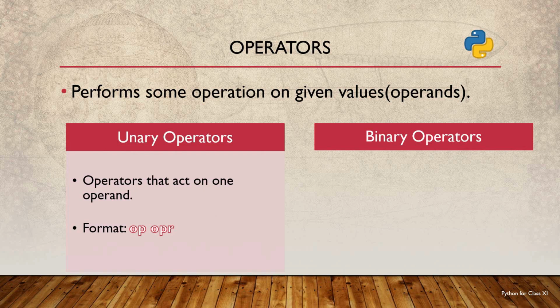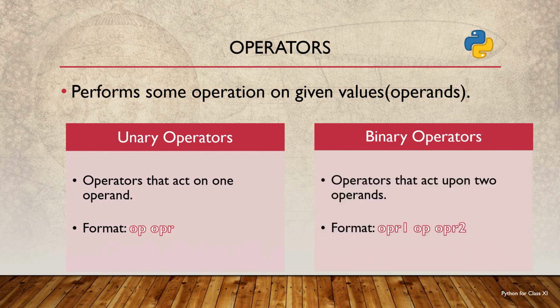Operators that act on one operand are called unary operators. If we consider the general format of the unary operator, the operator precedes the operand value. Then this operator performs some operation on that operand. Coming to binary operators, these are the operators that act upon two operands. If we observe the format of binary operators, the operator is placed in between operand 1 and operand 2.